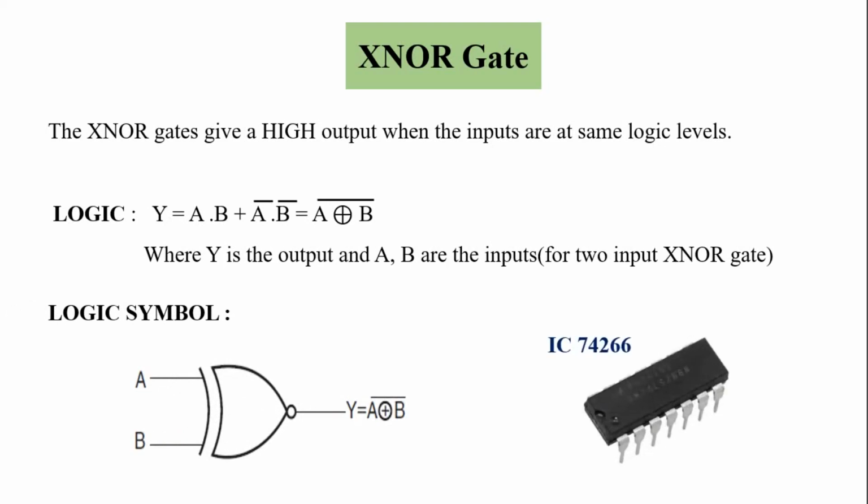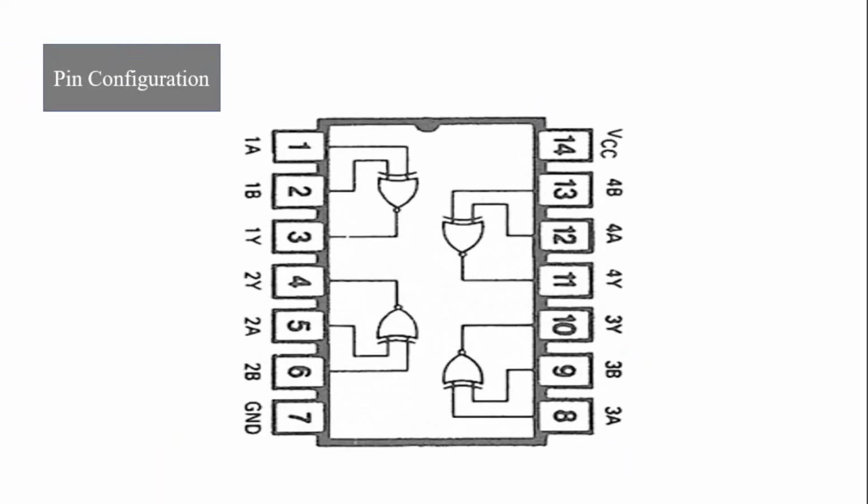IC 74266 is the IC of XNOR gate. Pin configuration of IC 74266. It is also a 14 pin IC. Pin number 14 is VCC and pin number 7 is ground. There are 4 XNOR gates in this IC. Alignment of the gate is different here.